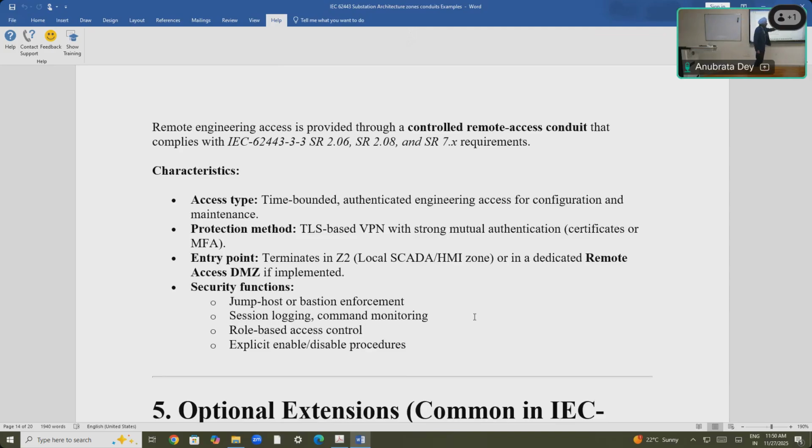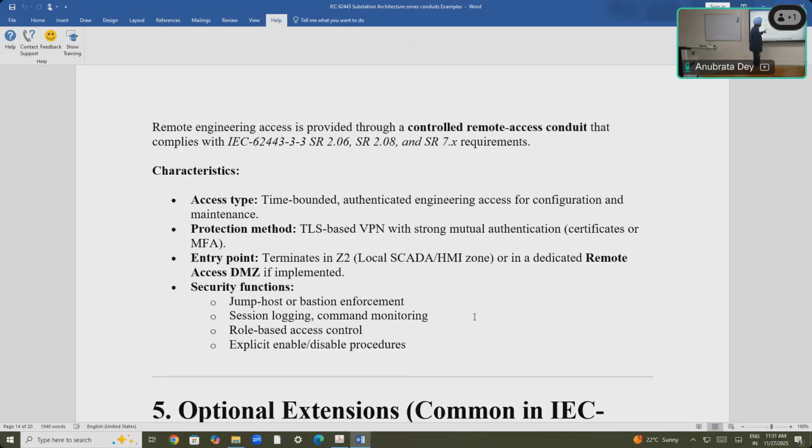Authenticating engineering access for configuration is again role-based access. And what is the protection method? This is a TLS-based VPN, not IPsec. You can actually work just with the TLS base. And the entry point terminates in zone 2, which we know.